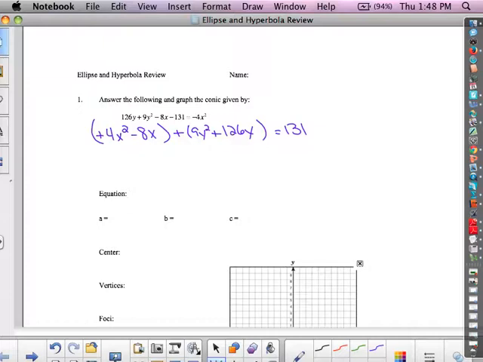So when we complete the square, the first thing we have to do is factor out the 4. So I have x squared minus 2x. When I complete the square, I'm going to add 1 on the left inside the parentheses to make the perfect square trinomial, and then I will add 4 to the right. For the y's, I'll factor out a 9.